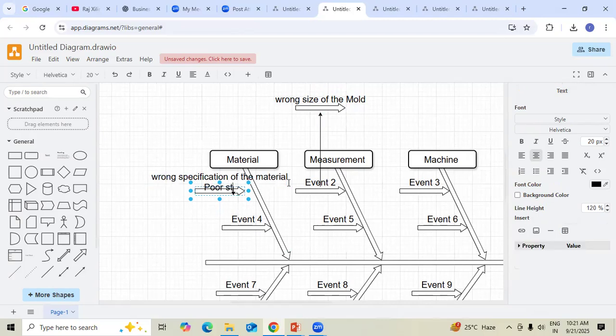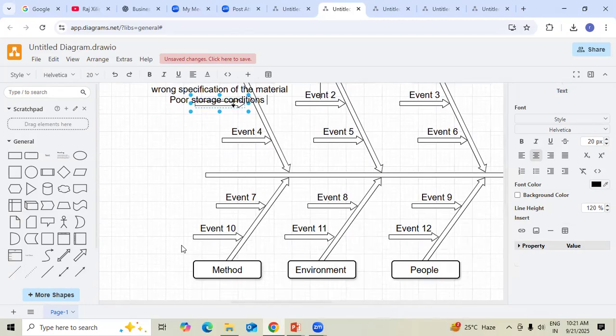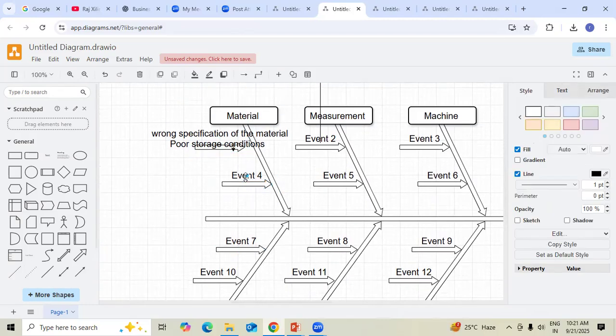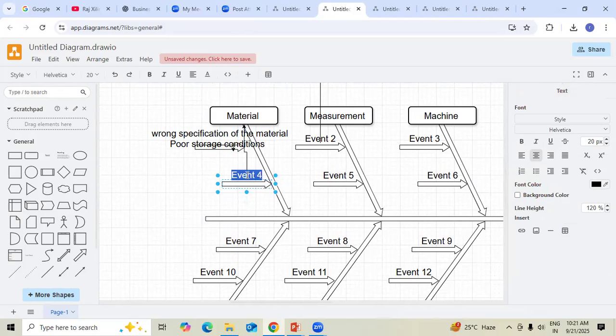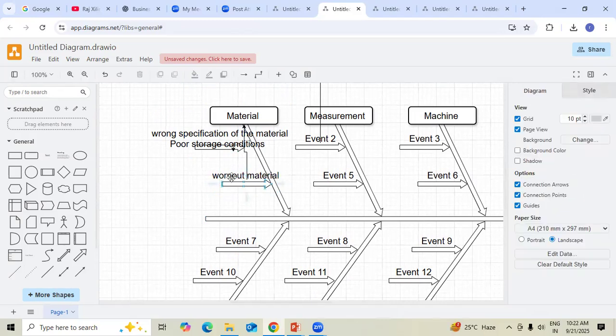Poor storage conditions. Okay. Next, generally, because of that, there can be a one-off material wherein we are having, right? So this is the case.